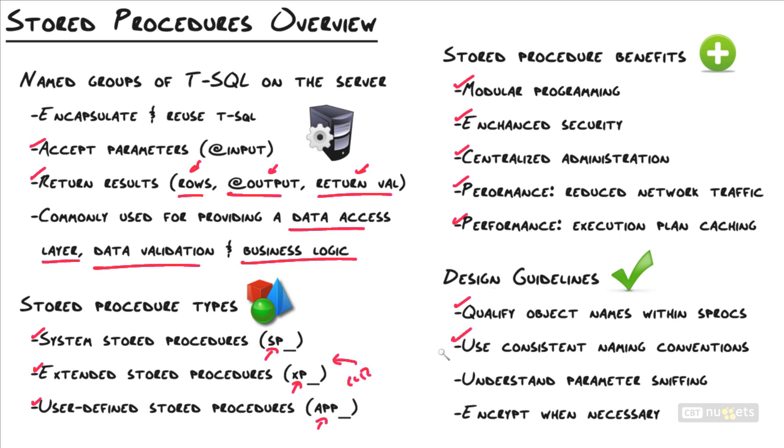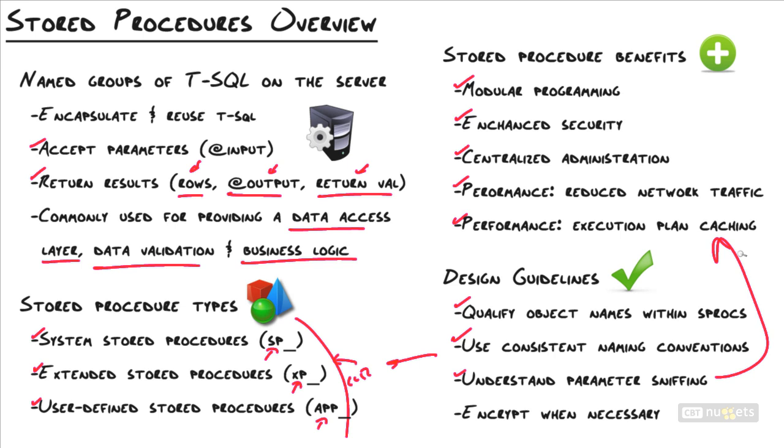Also use consistent naming conventions, as we looked at over here with our naming. The benefit of doing that makes it easier to manage and find things. Understand parameter sniffing. Parameter sniffing goes along with plan caching. And how this works is, let's say that I have a stored procedure that I execute with a certain set of parameters. And then I execute it again, only the parameters have changed. Well, that could actually hurt performance because it's going to use an execution plan that isn't optimal.